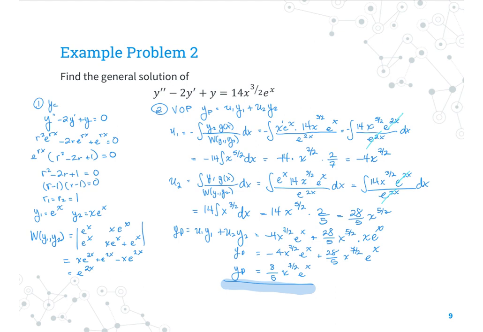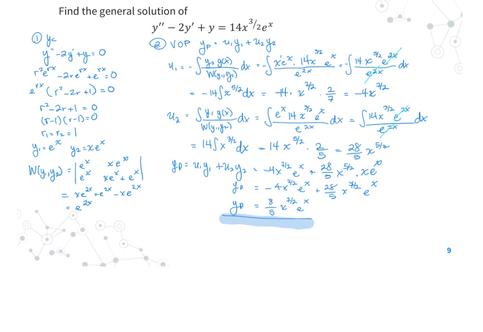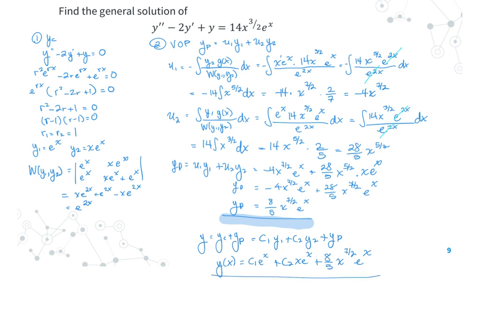We also want to know what the general solution is. So our general solution then would be y sub c plus y sub p, or c1 y1 plus c2 y2 plus y sub p. And in this case, that means y of x is c1 e to the x plus c2 x e to the x plus 8/5 x to the 7 halves e to the x. And that is our general solution.